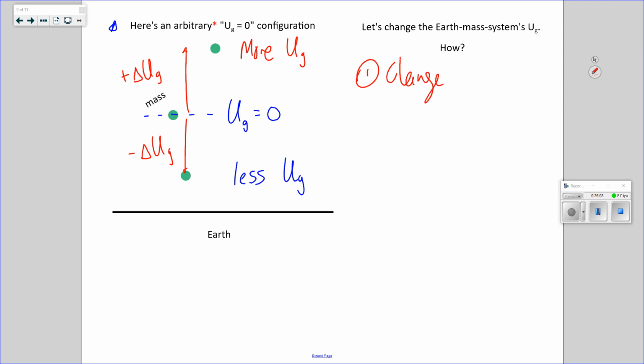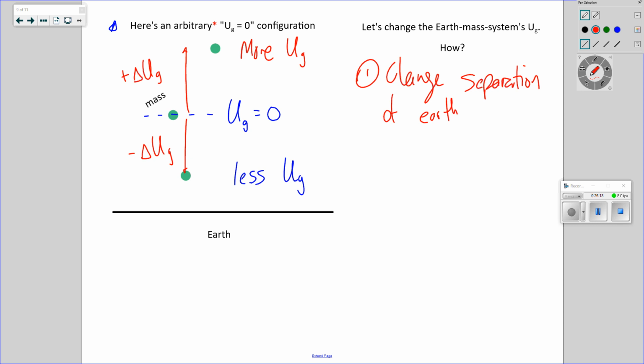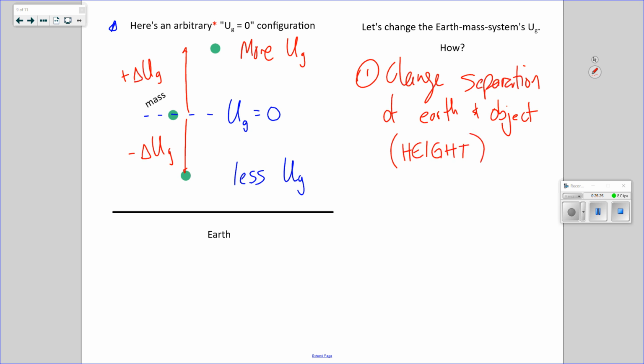is change. Well, location isn't a good enough word. What we really have to change, how about this? Change separation of the Earth and object. And really what we're talking about there is change height. It has to be height if we're going to change separation.